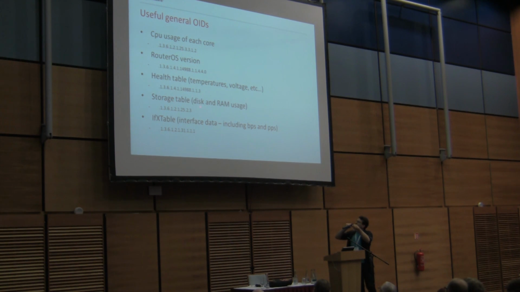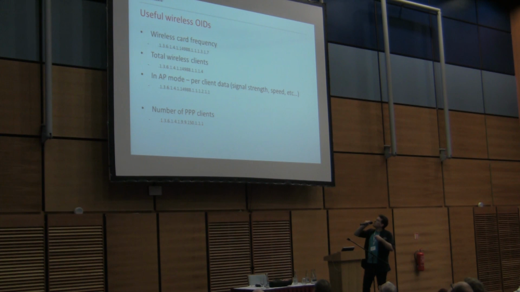Storage table, so you can see disk and RAM usage under this OID, and interface table, so you can see interface data. There is a lot of interface data and statistics under this OID, including bytes per second and packets per second transferred, received, and sent on an interface.